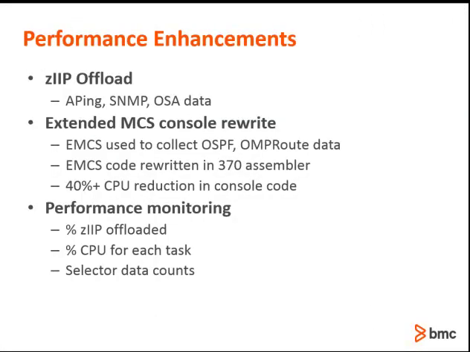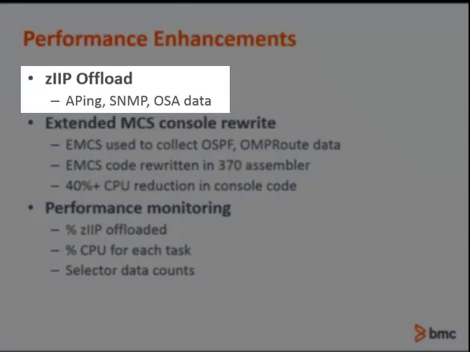Performance enhancements have been made to the MainView for IP 3.4 release, as well as offloading processing to the zIIP processors. All of the availability ping, SNMP MIB collection, and OSA data collection will be offloaded to the zIIP, if possible. By default, MainView for IP will offload 100% to the zIIP processors. This can be modified on the MainView for IP configuration view.